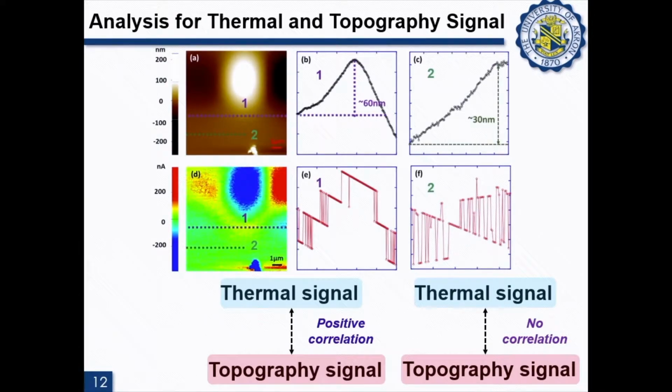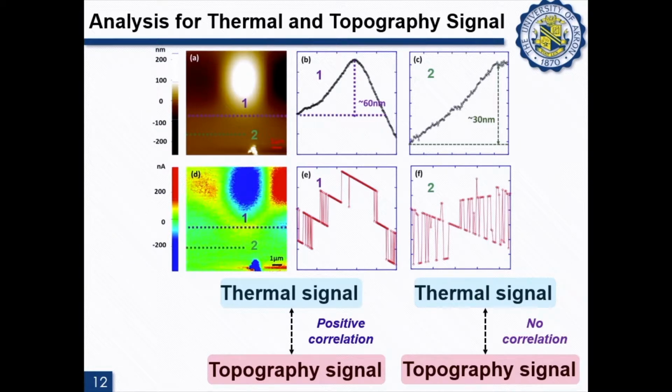And another investigation is that we start to investigate the polymer. Here line 1 is the polymer which is nearby the particle, and line 2 is the polymer which is far from the particle. And we draw the line analysis respectively. A very interesting thing is we found a positive correlation between the thermal signal and topographic signal for line 1, which is the polymer neighboring the particle.